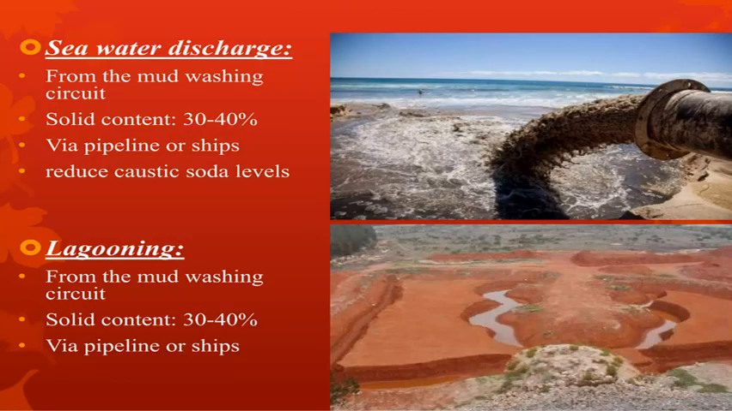Let's see about some current methods, in which first one is seawater discharge. It is carried out through mud washing circuit. Its solid content is between 30 to 40%. It is discharged via pipeline or sluice. It reduces caustic soda levels. Second one is lagooning. It is also carried out through mud washing circuit. Its solid content is 30 to 40%. It is discharged via pipeline or sluices.